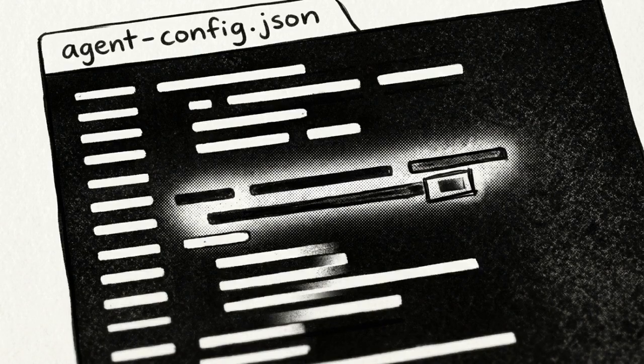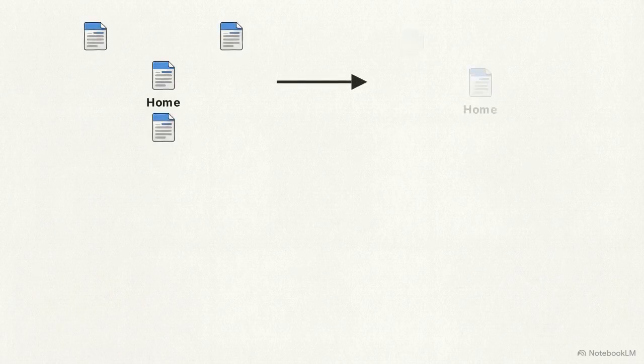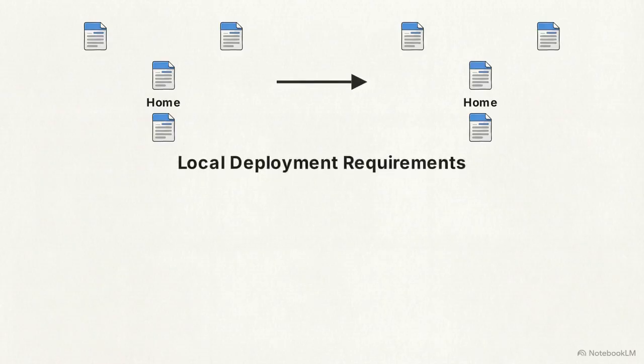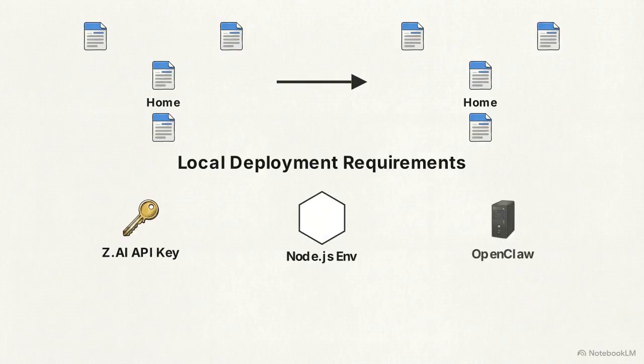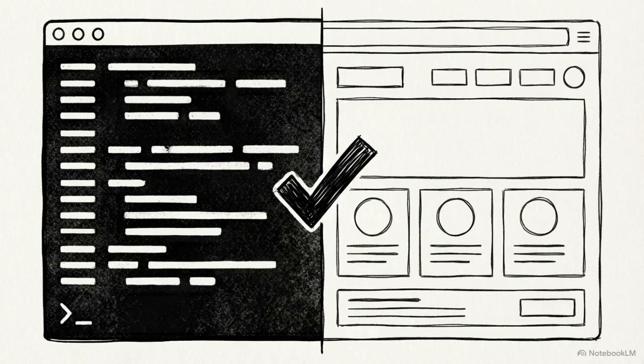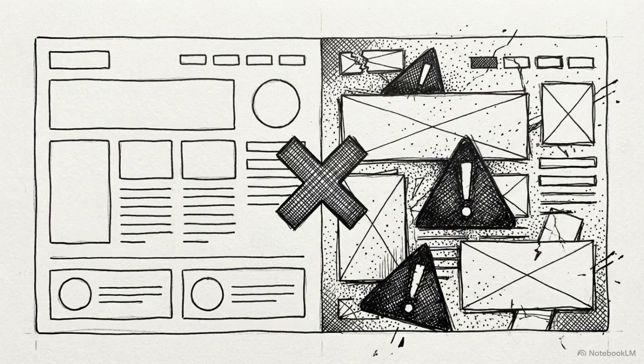This model can autonomously explore a target website, map the internal page transitions, and generate a fully functional clone directly on your local machine. To set this up, you need three components: your Z.ai API key, a Node.js environment, and a local agent gateway like OpenClaw installed on your system. A model that tests its own code against a live environment builds working software. A model guessing from a single image only builds mockups.